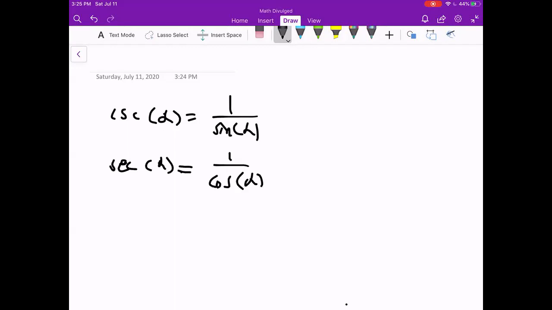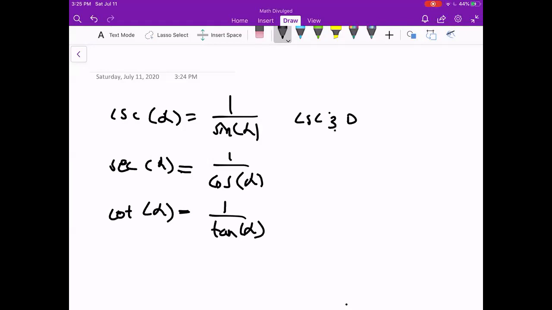And finally, we have cotangent. And this is equal to 1 over tangent of alpha. So these are our three, I guess, secondary trig functions. And we can explore the values. So let's say we have cosecant of 30 degrees.